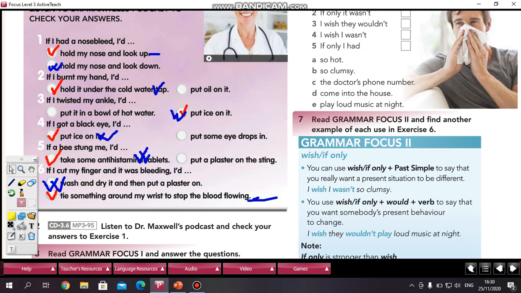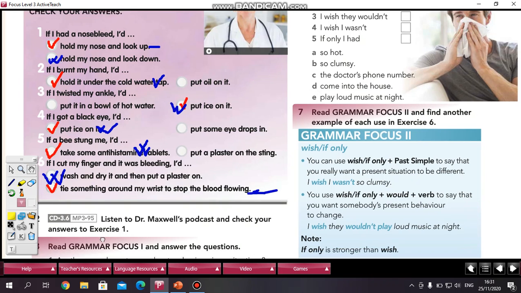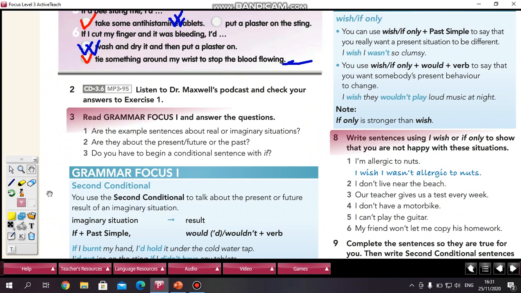And the last one here, if I cut my finger and it was bleeding, I would wash and dry it. So definitely that would be the proper one. If we watch this one, we are more interested here in this structure than in a real first aid kit. I would like you to answer those questions. Are the example sentences about real or imaginary situations? I already told you that this is something I imagine, so they are about imaginary situations.